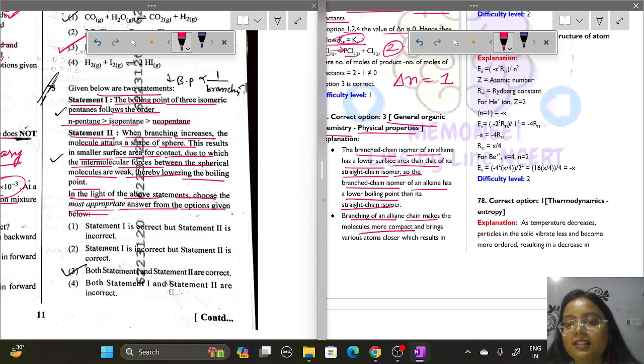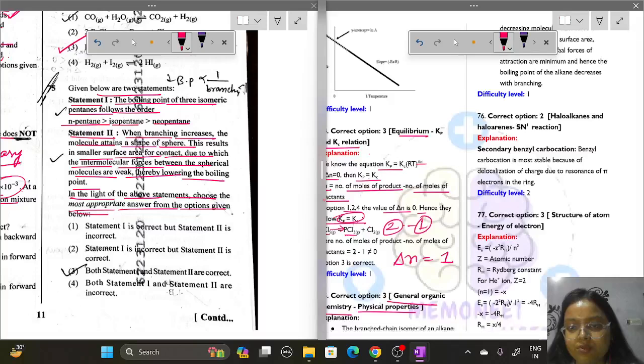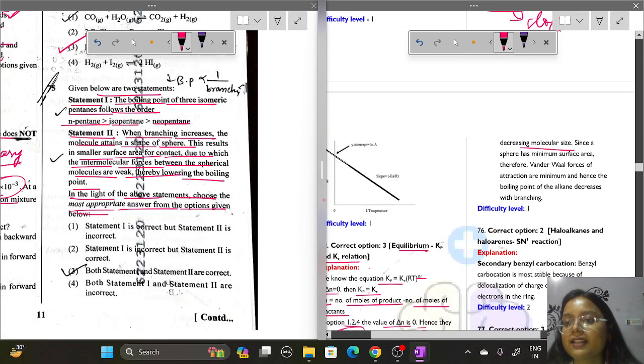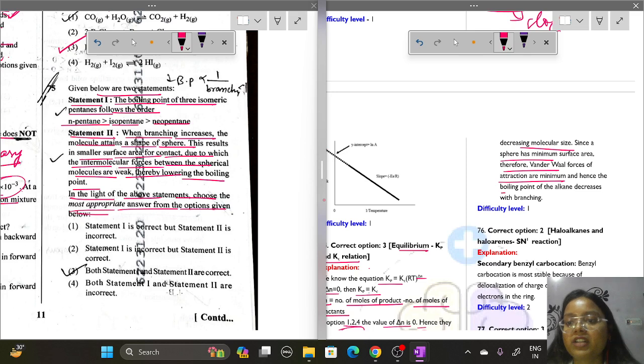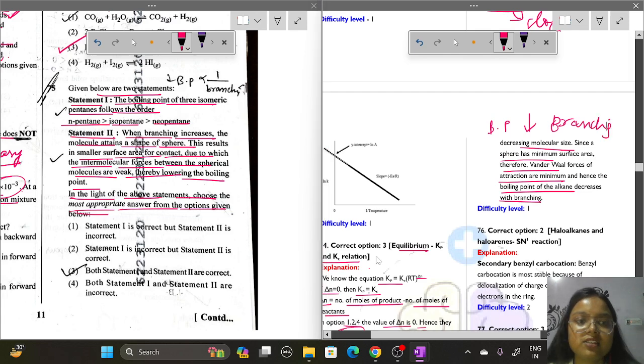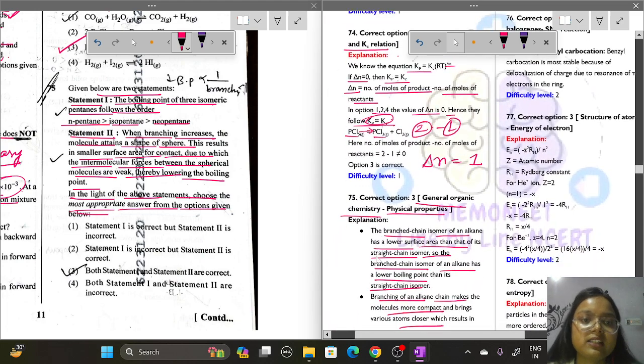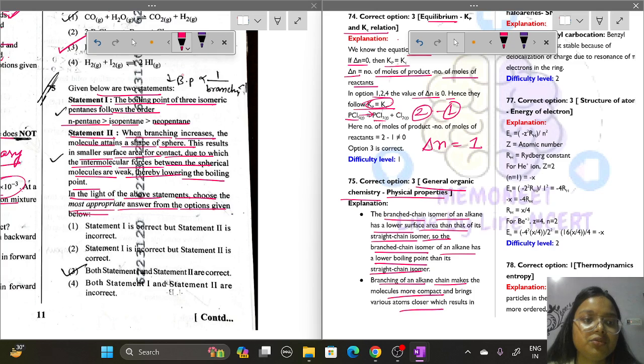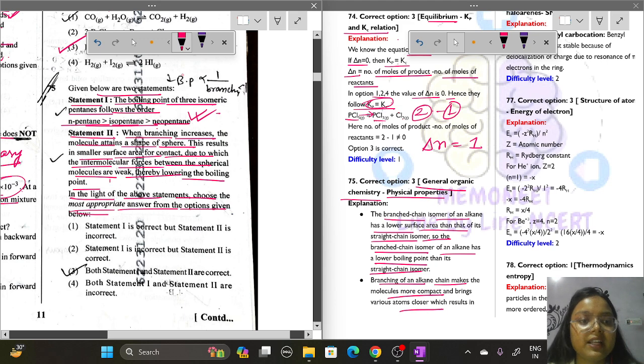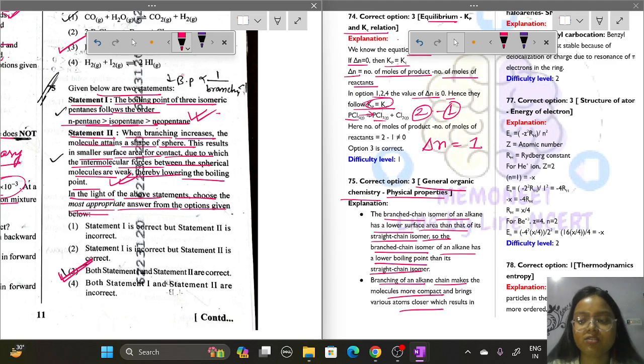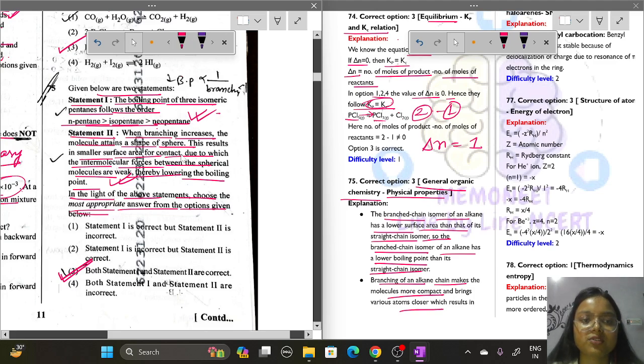Also, branching of an alkane makes the molecule compact and brings various atoms closer, which results in a decrease in molecular size. Since a sphere has minimum surface area, the van der Waals forces of attraction are minimum, and hence the boiling point of an alkane decreases with branching. So when branching increases, the molecule attains the shape of a sphere, and the intermolecular forces of attraction are weak. So this statement is correct, and the reason is also correct. Option number 3 is the correct option for this question.